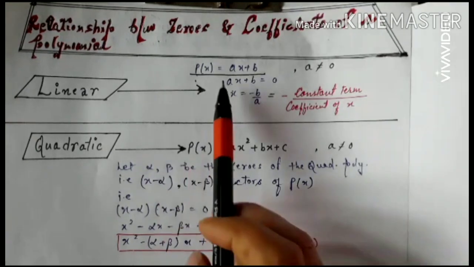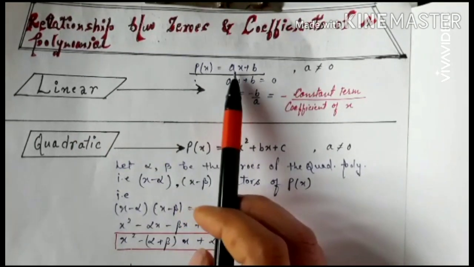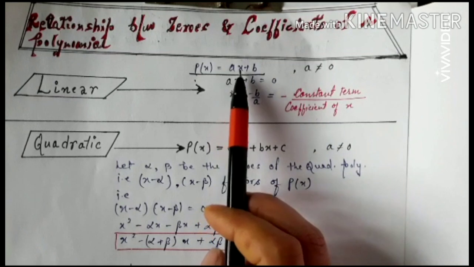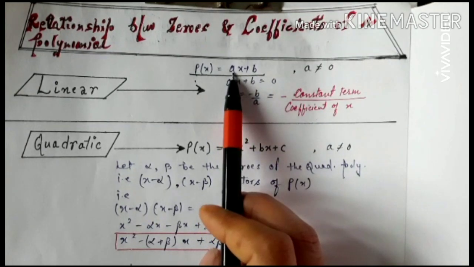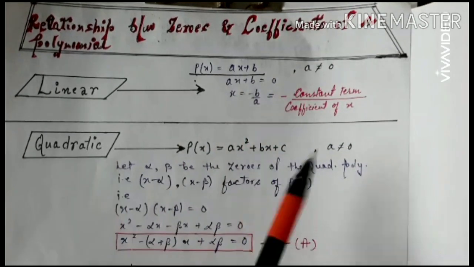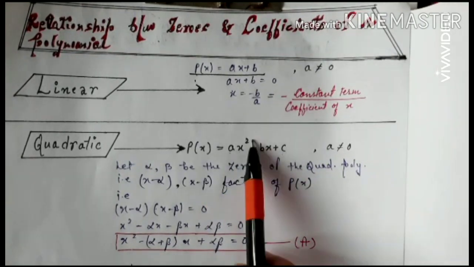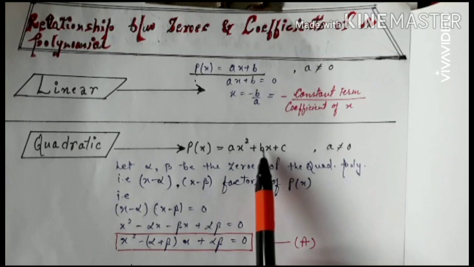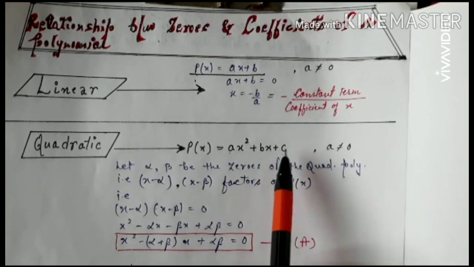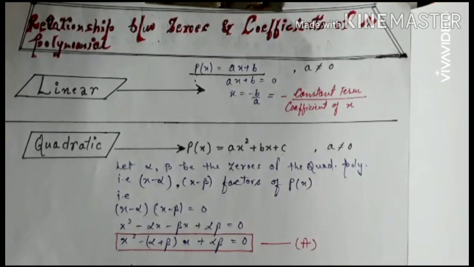Suppose this is a linear polynomial, ax plus b. The coefficient of x is a. For the quadratic polynomial ax square plus bx plus c, the coefficient of x square is a, for x it is b, and c is a constant value. So this is called the coefficient. Now we will study the relationship between the coefficients of a polynomial and the zeros of the polynomial.